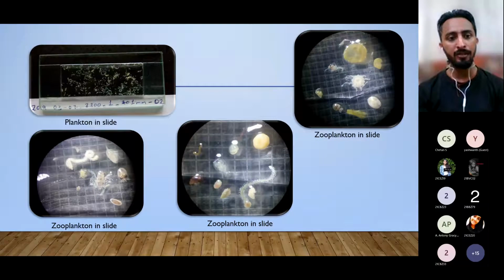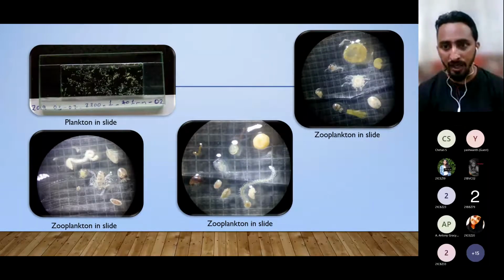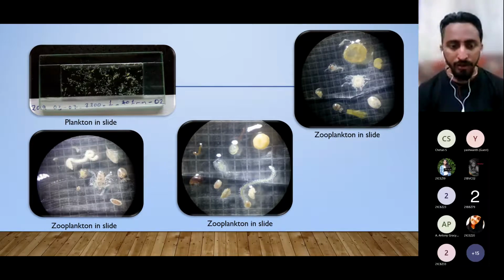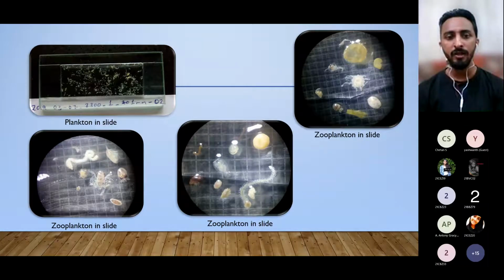Next is a plankton slide, a group of plankton which is being counted on a slide. You can see it on the left corner, and the other slide shows the zooplankton, which has the larval forms as well as the other zooplankton organisms present there. You have trochophore larva, the lobster larva, the crab larva. All those larval forms are present. These slides shown in the picture are mostly marine species, and I found them in the estuarine and marine environment.